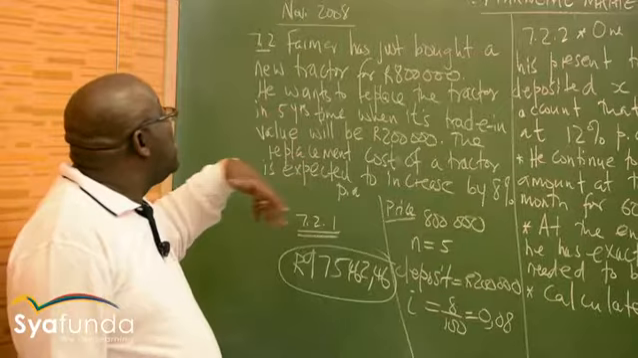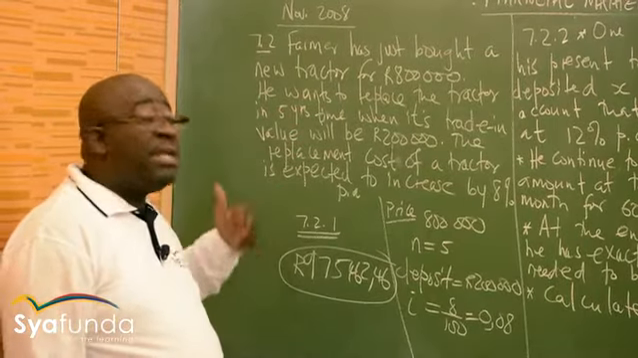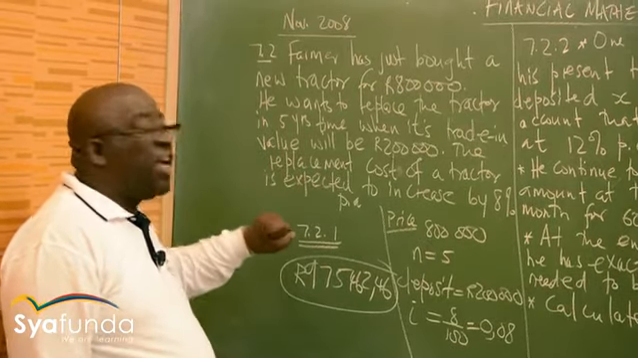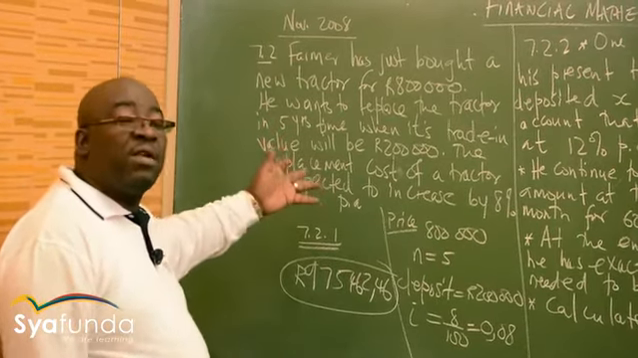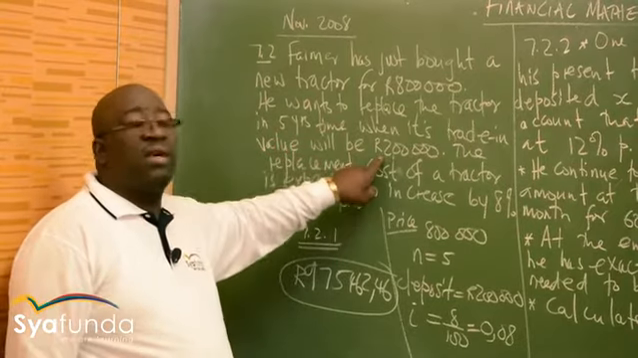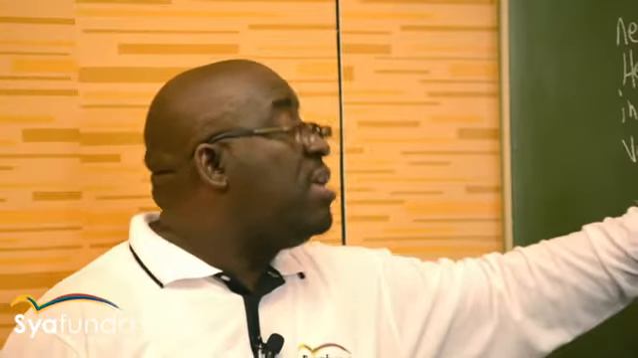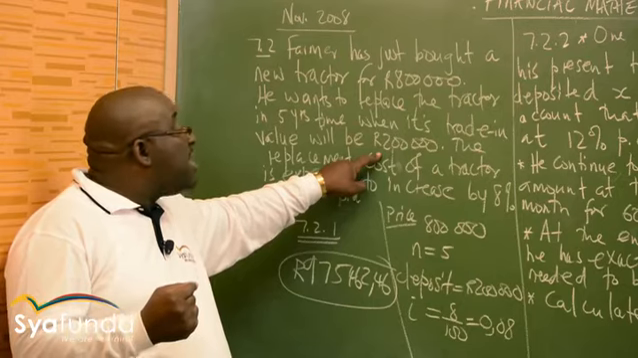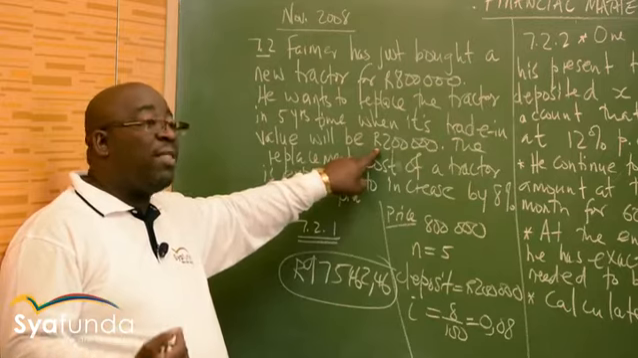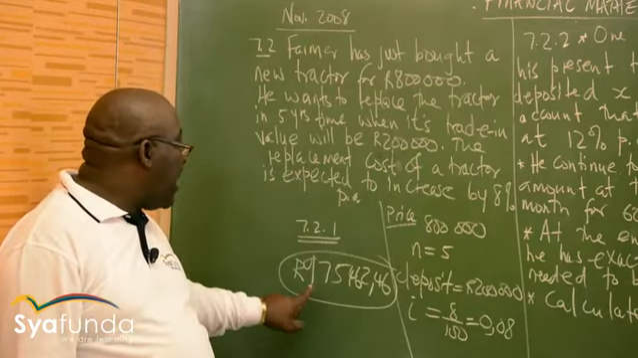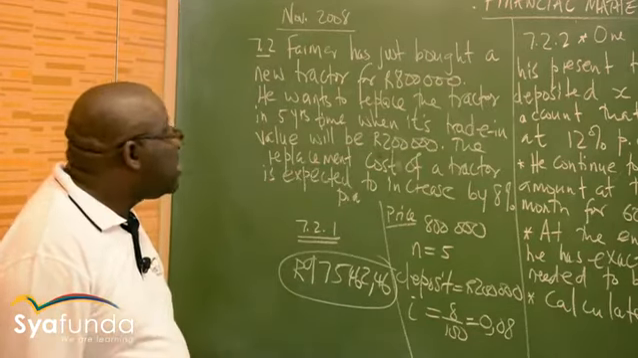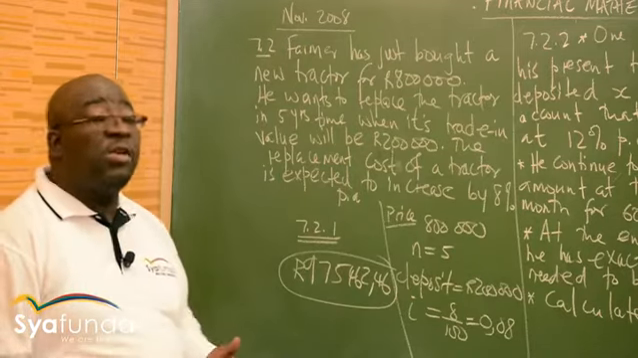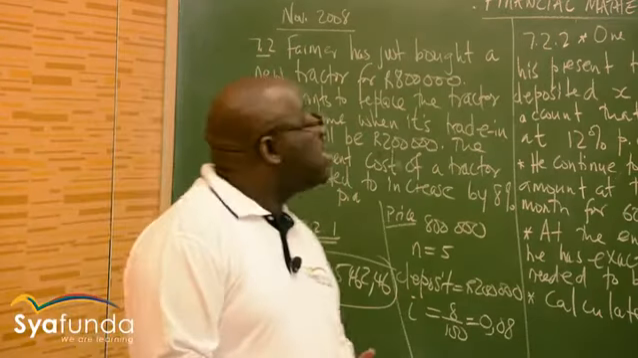Remember the story here. This is the farmer that has just bought a tractor for 800,000. He wants to buy a new one in 5 years' time. The old tractor, which is worth 800,000, will be worth 200,000 in 5 years' time. So if he wants to buy a new one in 5 years' time, he must sell the old one for 200,000 so that he will have to pay 975,462.46 in cash to buy a new one. So that's where we ended in the previous one.